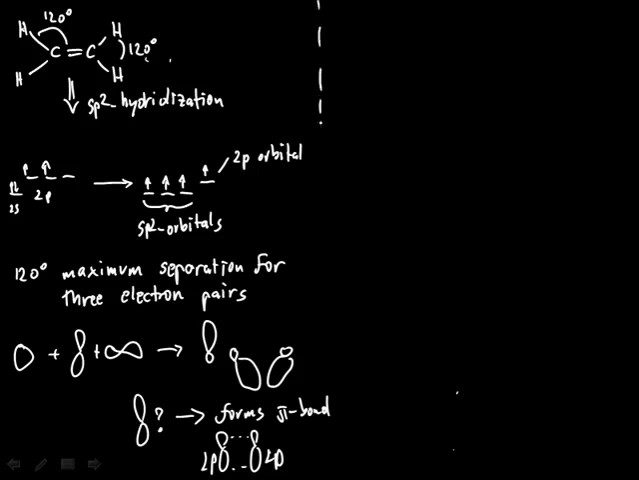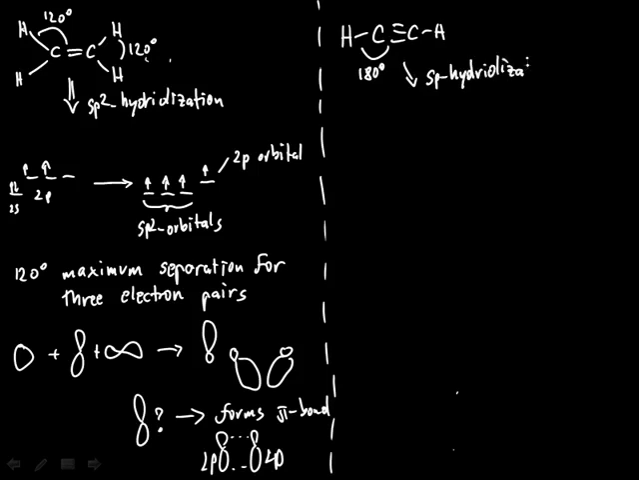There is yet another type of hybridization that we should talk about, and this hybridization is observed in acetylene, for example. A very simple molecule, and here we have a 180-degree angle which corresponds to so-called sp hybridization.